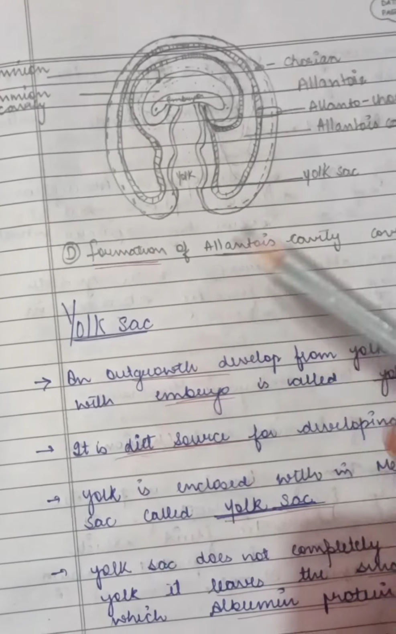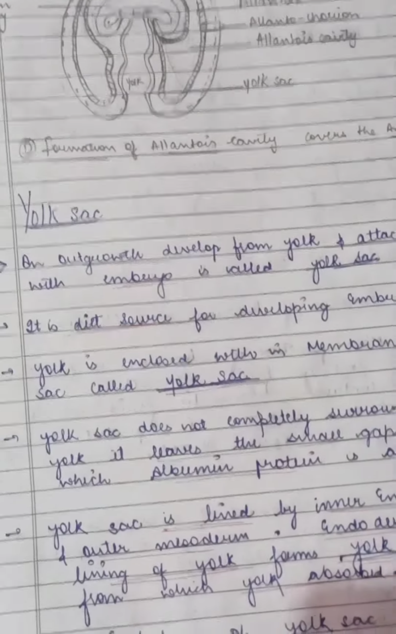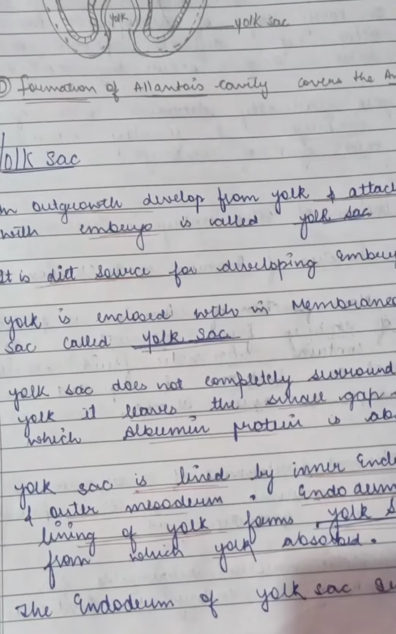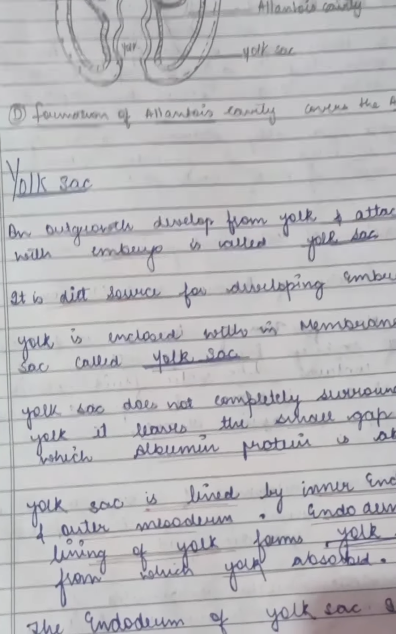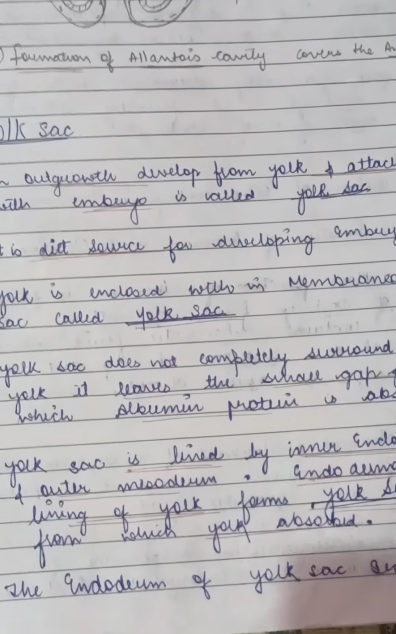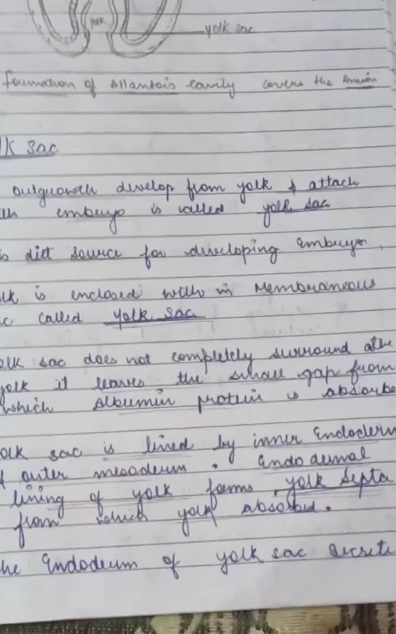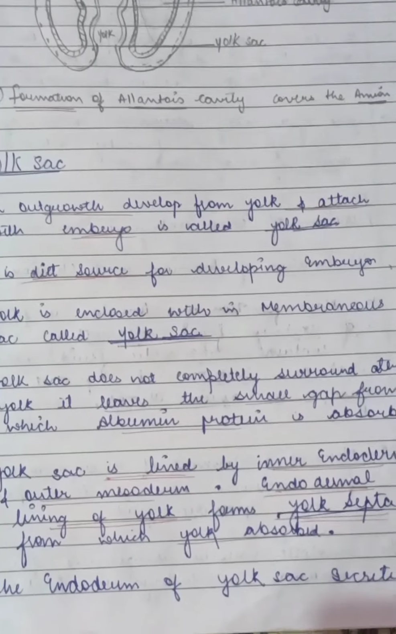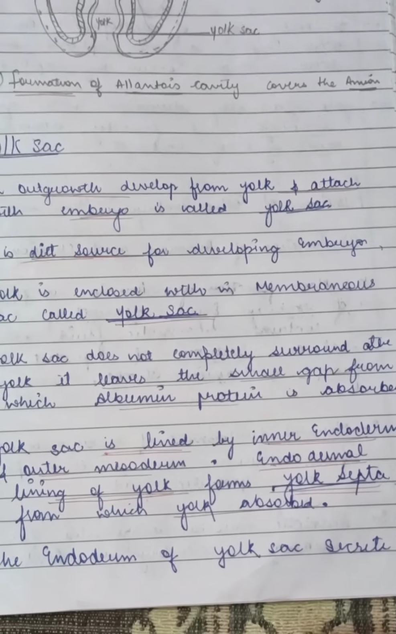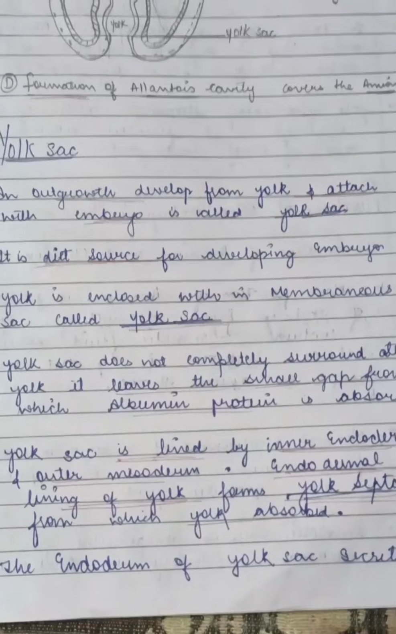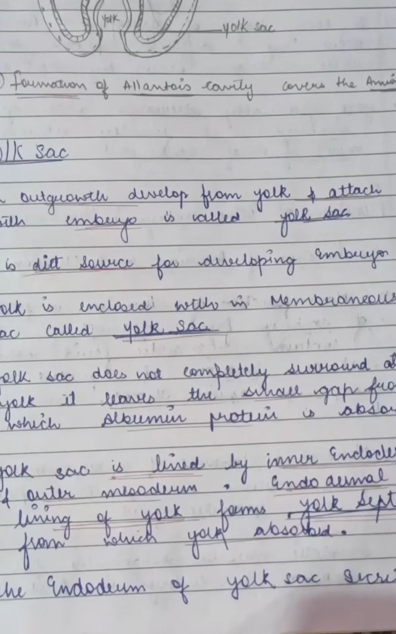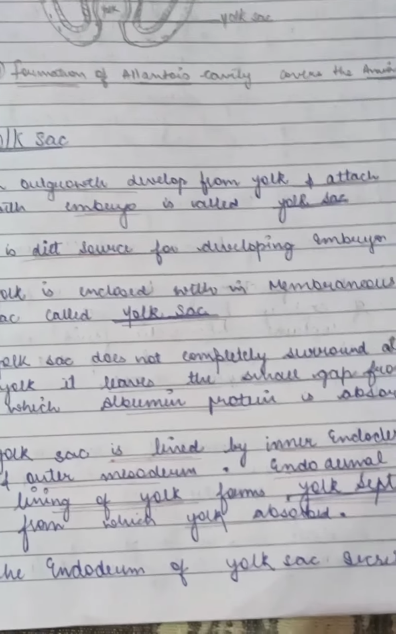Next, how is the yolk sac formed? The yolk sac is also formed like that. An outgrowth develops from the yolk region and gets attached to the embryo, called the yolk sac, and the yolk sac is an important source of diet for the developing embryo. The yolk sac does not completely surround the yolk. It leaves a small gap from which the albumin protein is absorbed. The yolk sac is lined by inner endoderm and outer mesoderm, similar to the splanchnopleure.